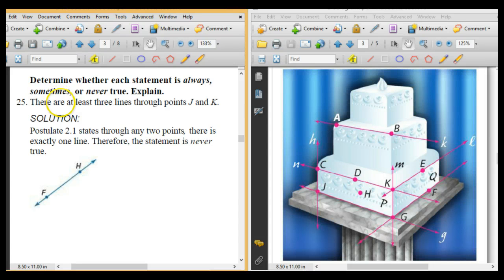On 24 through 29, our directions are to determine whether each statement is always, sometimes, or never true, and to explain. So 25 states that there are at least three lines through points J and K. Our solution would be postulate 2.1, which states through any 2 points there is exactly one line, therefore the statement is never true. So through any 2 points there exists exactly one line. This is saying that there is at least 3 lines. So that's why it is never true.